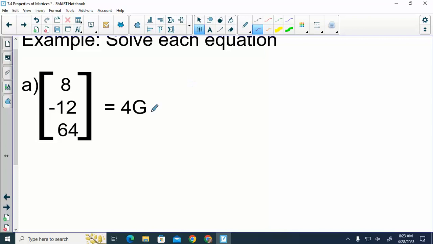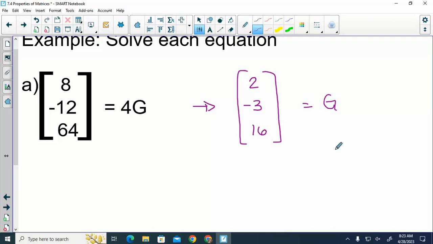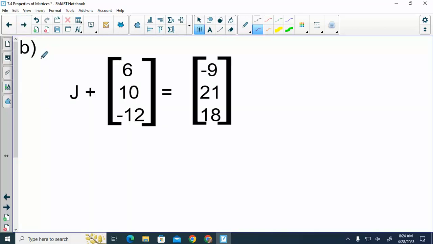So if you wanted to solve for G, what would you do? Divide by 4. When you do that, you have to divide every entry by 4. So you would get 2, -3, 16. So that's matrix G. That makes sense to everybody? Let's try just a few more of these and then I will be done.